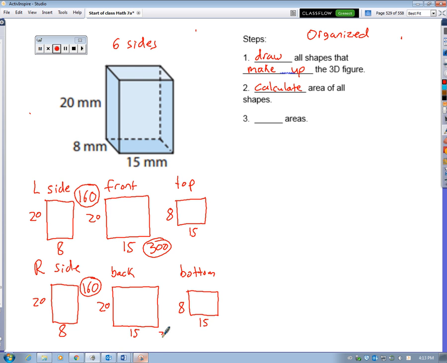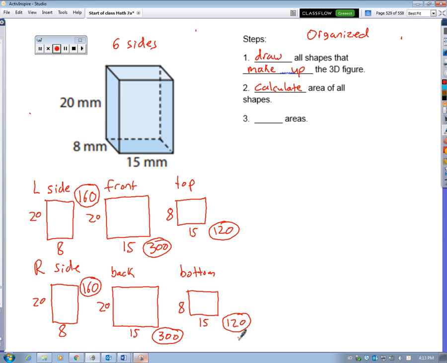Okay, 300 again. Alright, then I just have my top and my bottom. 8 times 15 is going to get me 120, and 120. Okay, so what I did is I should have 6 areas here, which I do. I have 6 sides. That's our check.